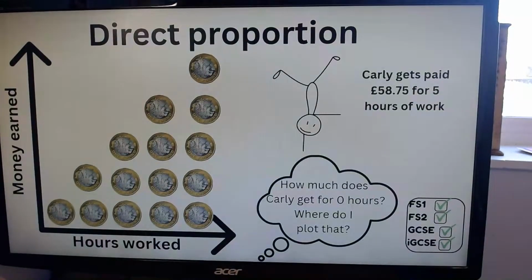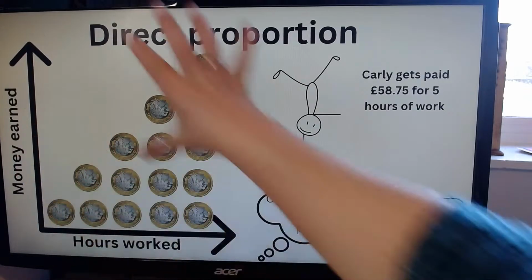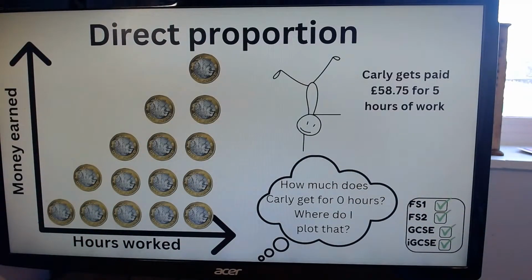How much would Carly have got for working 0 hours? This is a 2-part question. Where would I put that on my graph? How would I represent this on my graph here? So how much is she going to earn for 0 hours? And whereabouts would you plot that on the graph?